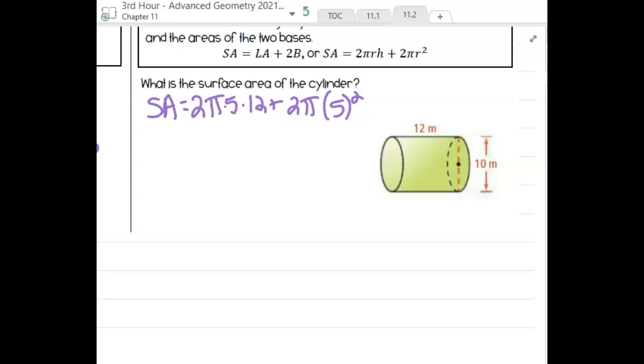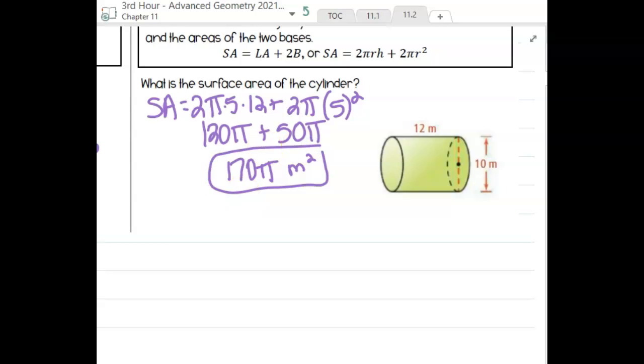So we'll take 2 times 5, which is 10, times 12, which is 120 pi. Here, make sure you square the radius first. 5 squared is 25. 25 times 2 is 50 pi. And remember what I said, I think last week? Although pi is not a variable, we can kind of in a way treat it like a variable. 120 pi plus 50 pi is 170 pi meters squared. So the cylinders are, I think, really pretty simple.